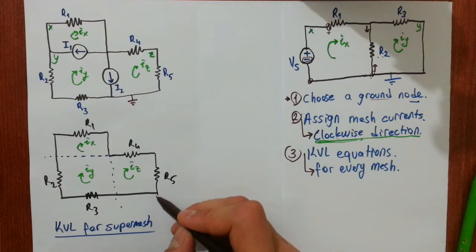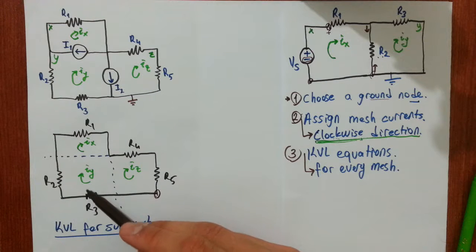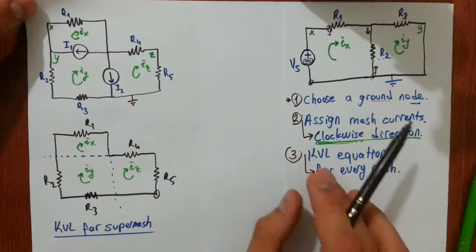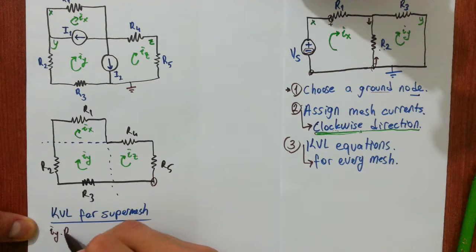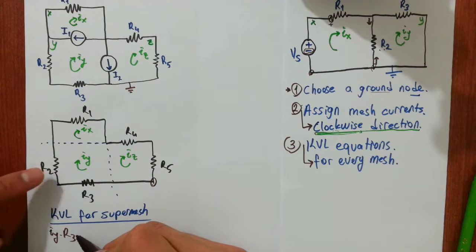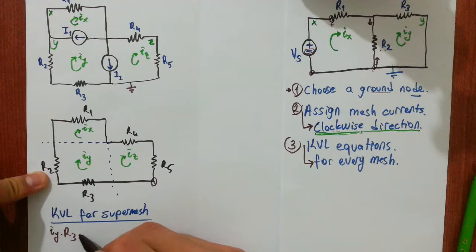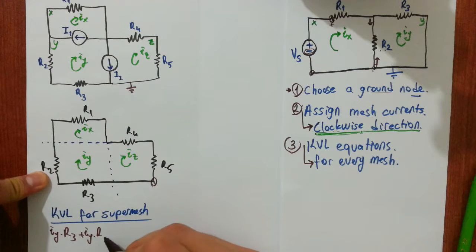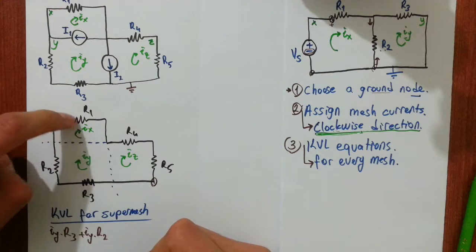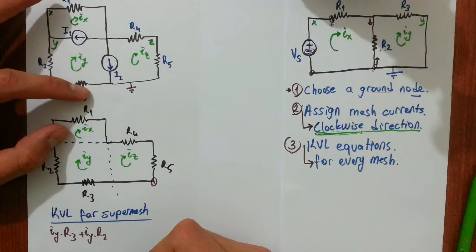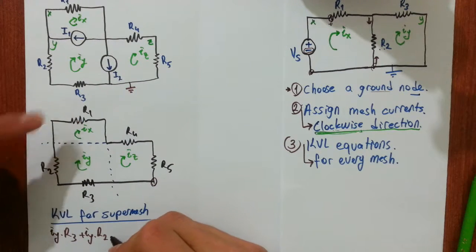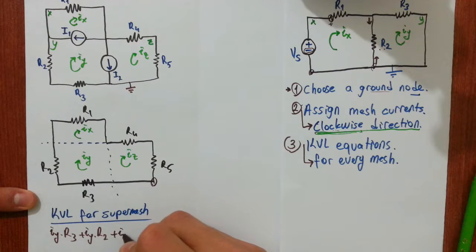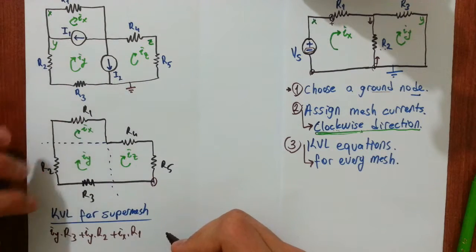I'm starting from this point. First component is R3, and current IY is affecting on it. So voltage difference across it could be found by multiplying IY times R3. Next component is resistor R2, and voltage across it is IY times R2. Now our component is R1, and this time IX is affecting on it. So we will write IX times R1 to find voltage difference across it.